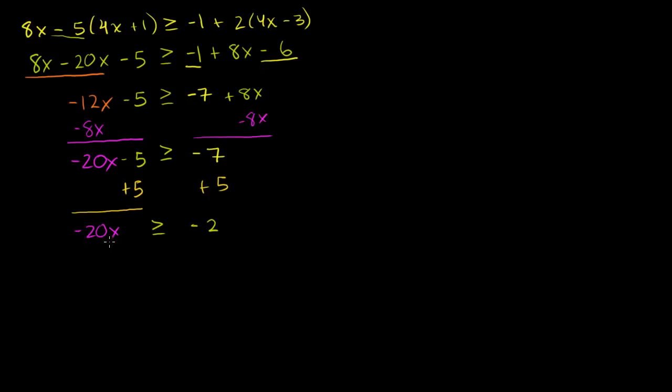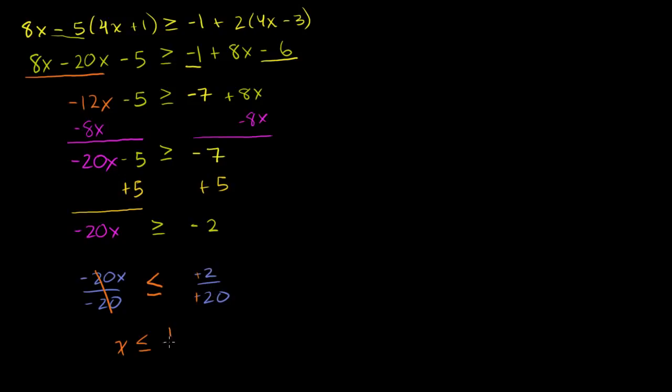We want to divide both sides by negative 20. But we have to remember, when you multiply or divide both sides of an inequality by a negative number, you have to swap the inequality. So if we divide this side by negative 20, and we divide this side by negative 20, we have to swap the inequality. The greater than or equal to has to become a less than or equal sign. And of course, these cancel out. And you get x is less than or equal to, the negatives cancel out.